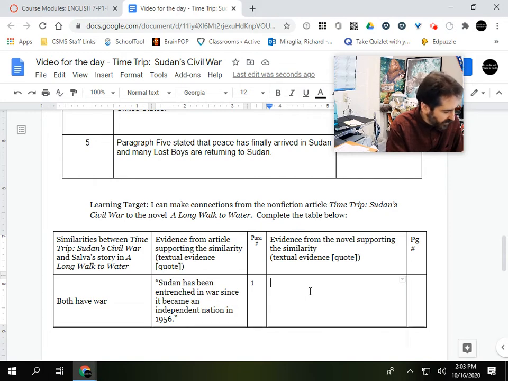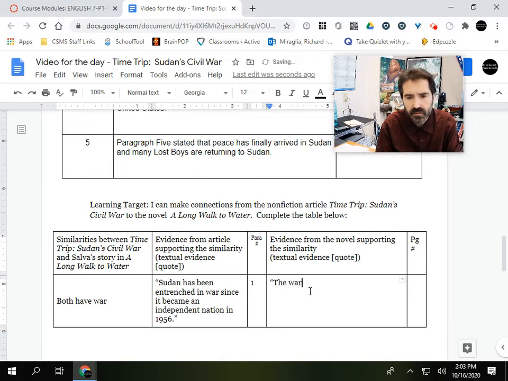With the book, I looked through chapter 1 and I will find a quote. The quote that I find in chapter 1 is on page 6. "The war had started 2 years earlier." And again, it's in quotation marks. And that was on page 6.